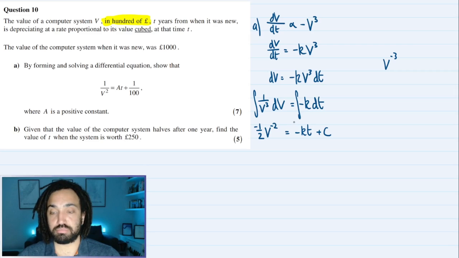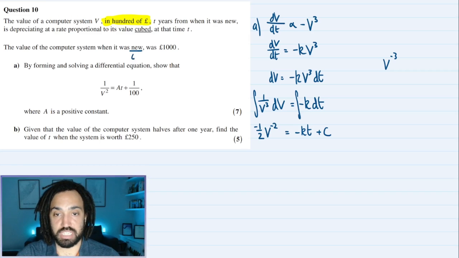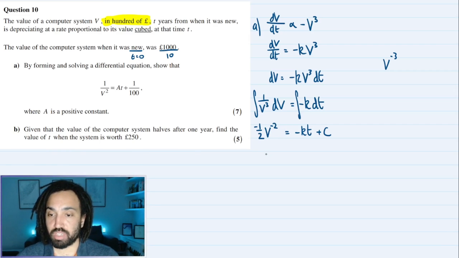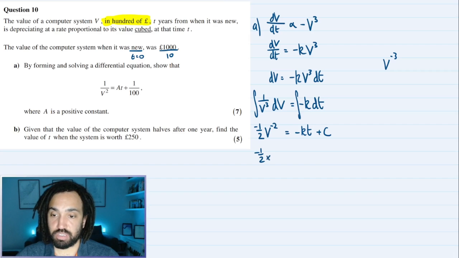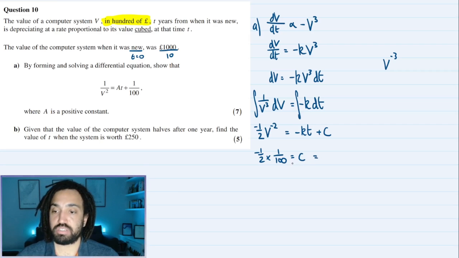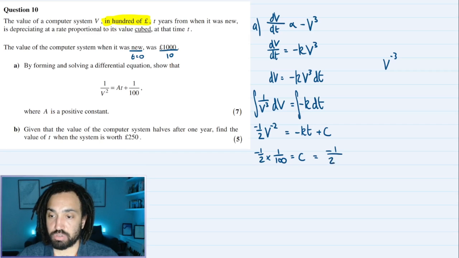Okay. Right, so now would seem like a good time to then substitute in our conditions. So it says that the value of the computer system when it is new, so that's when t is equal to 0, was £1,000, which is actually 10 in our model because we're working in hundreds of pounds. So that means that minus 1/2 times by 10 to the minus 2 is 1 over 100. k is 0, t is 0 because this happens when it's new, so that equals c. So that means c is equal to minus 1 over 200.